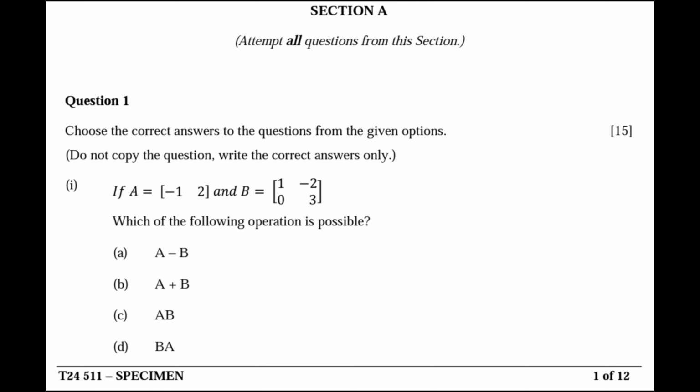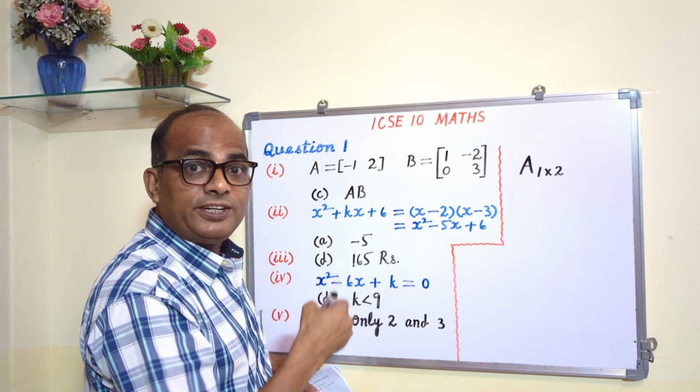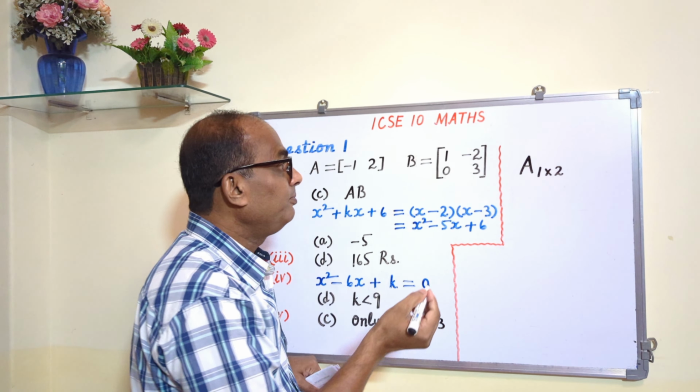The first one is subtraction and the second one is addition. We know that two matrices can be added or subtracted if they are of the same order. The order should be the same. Now let's see if the orders are the same or not. The order of matrix A is 1 by 2, 1 row and 2 columns. And the order of matrix B is 2 by 2, 2 rows and 2 columns.